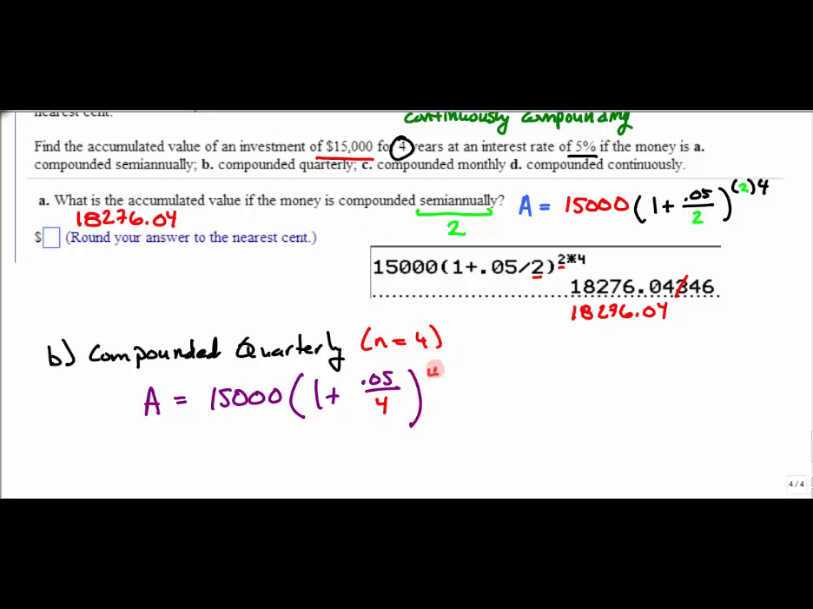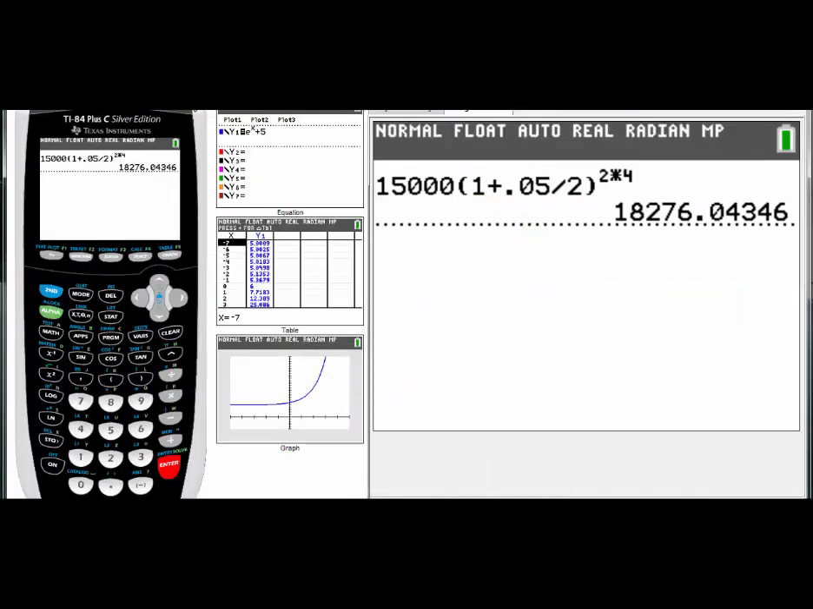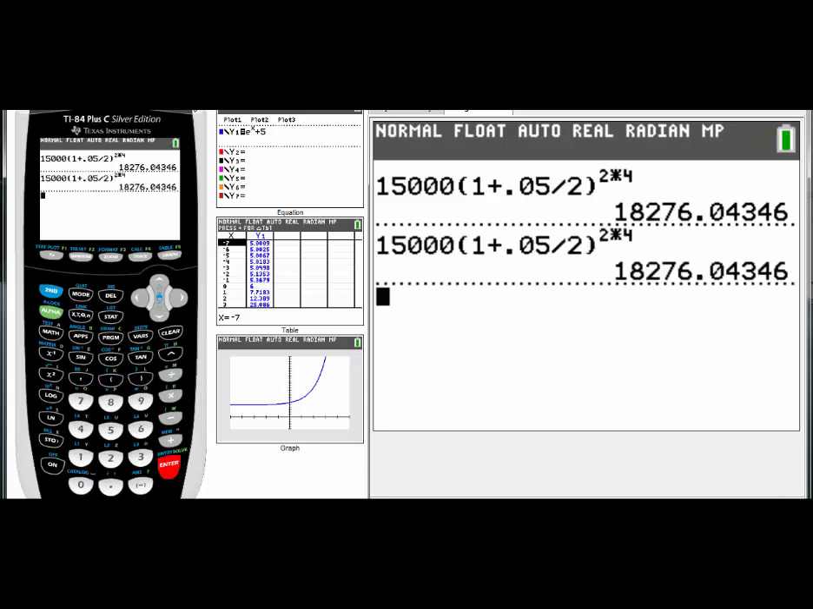So n is 4. Now t is 4 years. So this didn't change up here with this 4. The only thing that changed was the compounding periods. So let's go ahead and plug this into our calculators and see what we get back out. We're going to plug it in the same as the last one. Now I wonder, I was going to try and see if we could go back up and edit this one. Yeah, we can. So on mine I can go back up and edit, or at least I think I can. I guess not. So let's go ahead and type it in again.